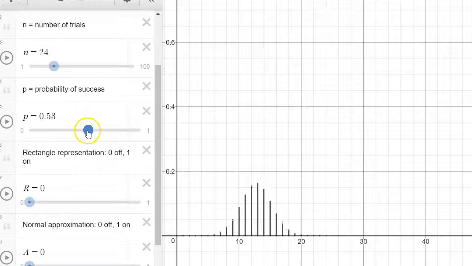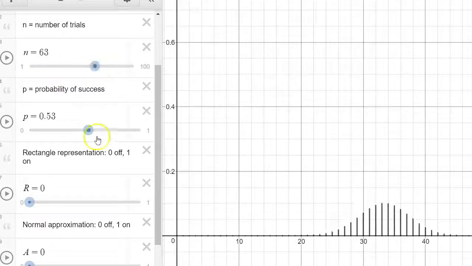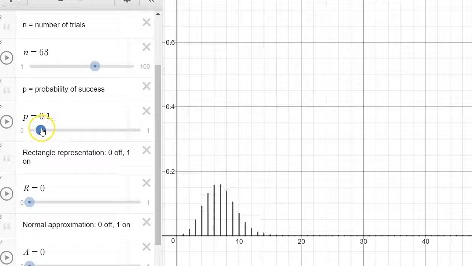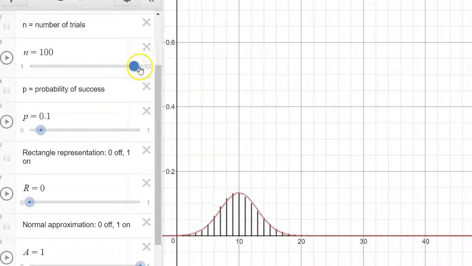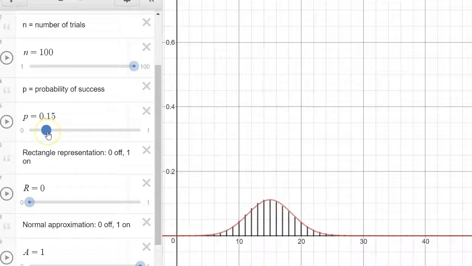So when p is around a half and n is more than about 20, then we get a good approximation. The bigger I make n, the more I can maybe make p a little bit closer to 0. Put the normal approximation on, drag this up. Well, not brilliant, but it's not too bad. If I make n bigger, leaving p as a small value, n's now 100, and p equals 0.1, the approximation is not too bad. If I make p a little bit bigger than that, like 0.15, the approximation now is looking really rather good.